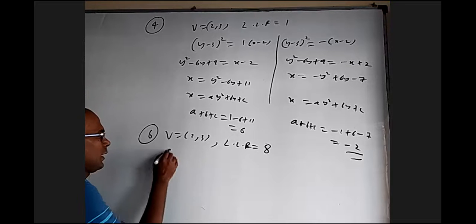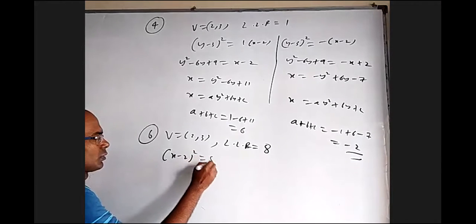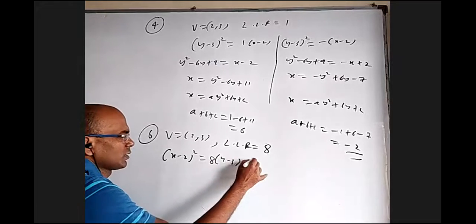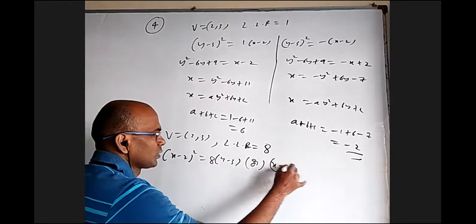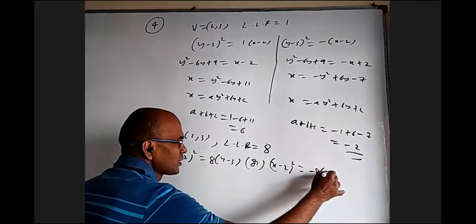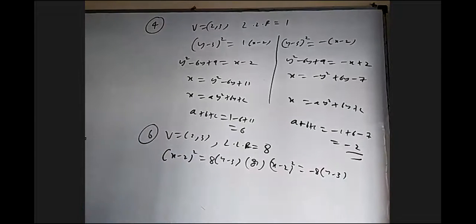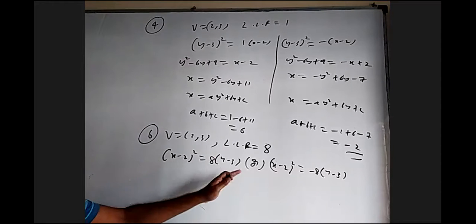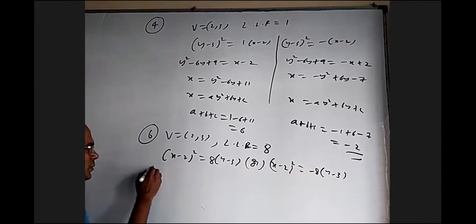So you can take (x minus 2) whole square equal to 8 into (y minus 3), or (x minus 2) whole square equal to minus 8 into (y minus 3). Any parabola whose axis is parallel to the y-axis will be (x minus h) whole square equal to 4a into (y minus k). Just expand, and we will get two answers.